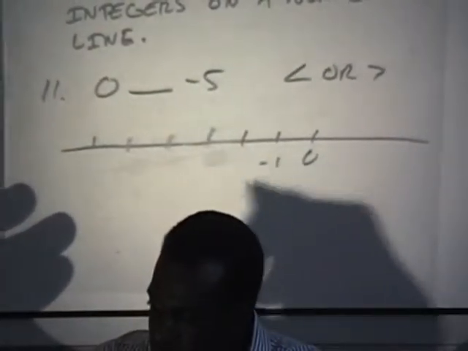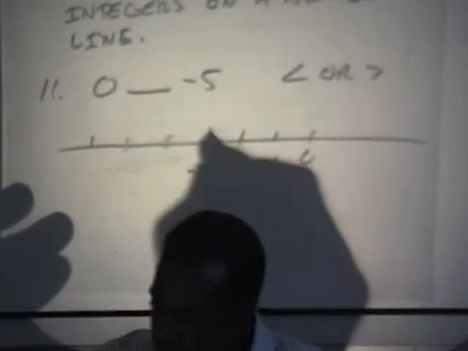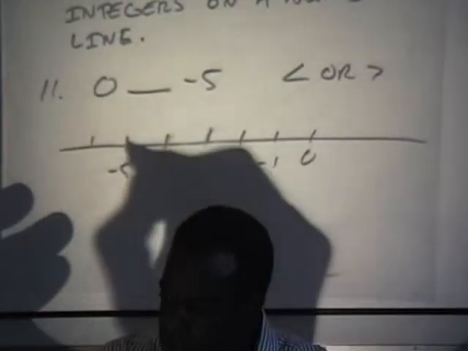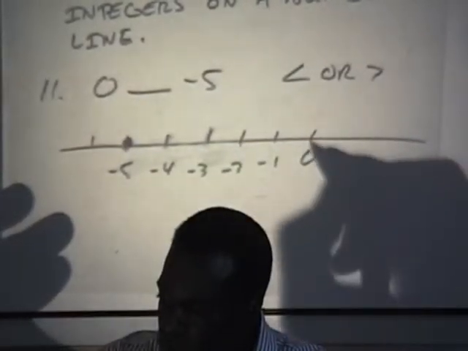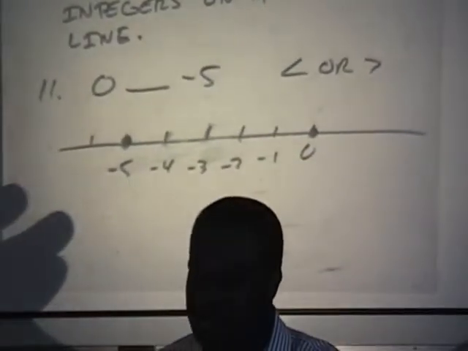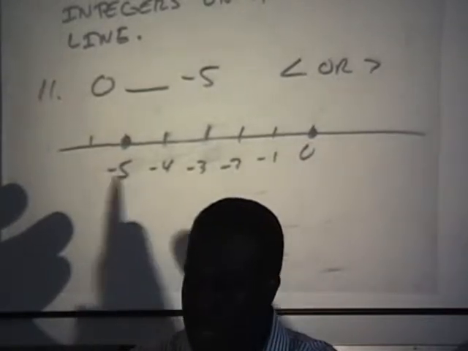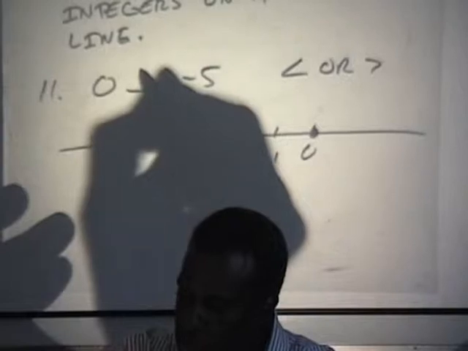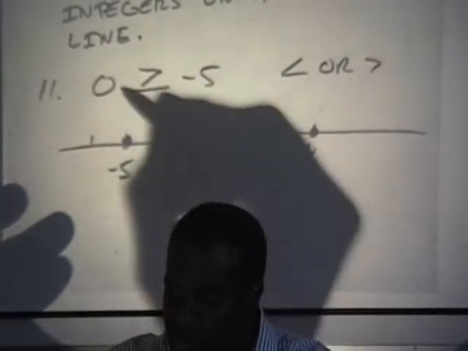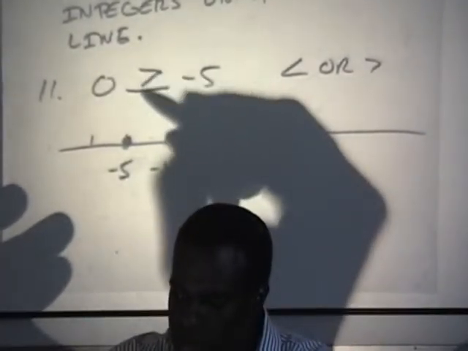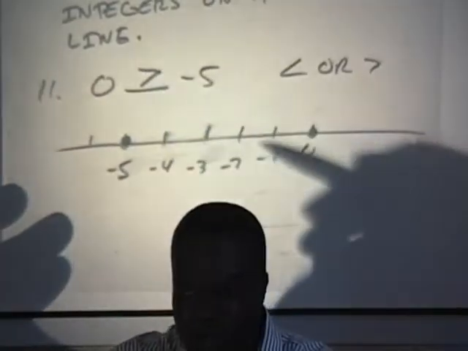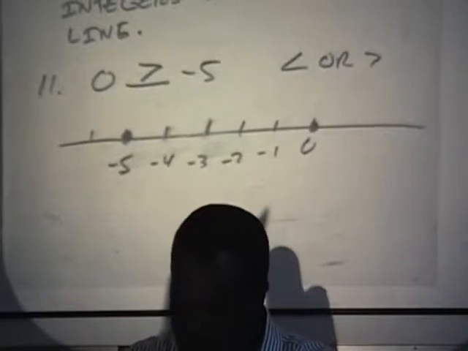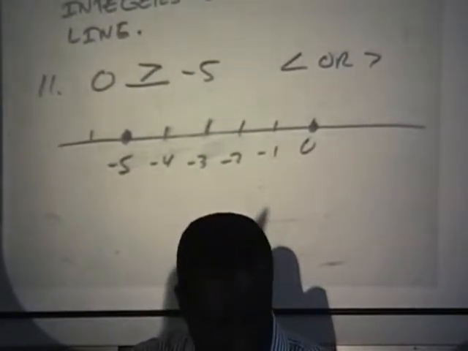Let's go 0, negative 1, negative 2, negative 3, negative 4, negative 5. If we graph those integers, you can see that negative 5 is to the left of 0. Therefore, negative 5 is less than 0, and 0 is greater. Notice that the alligator mouth is open toward the bigger number. You know about that, right? Therefore, the answer is 0 is greater than negative 5.